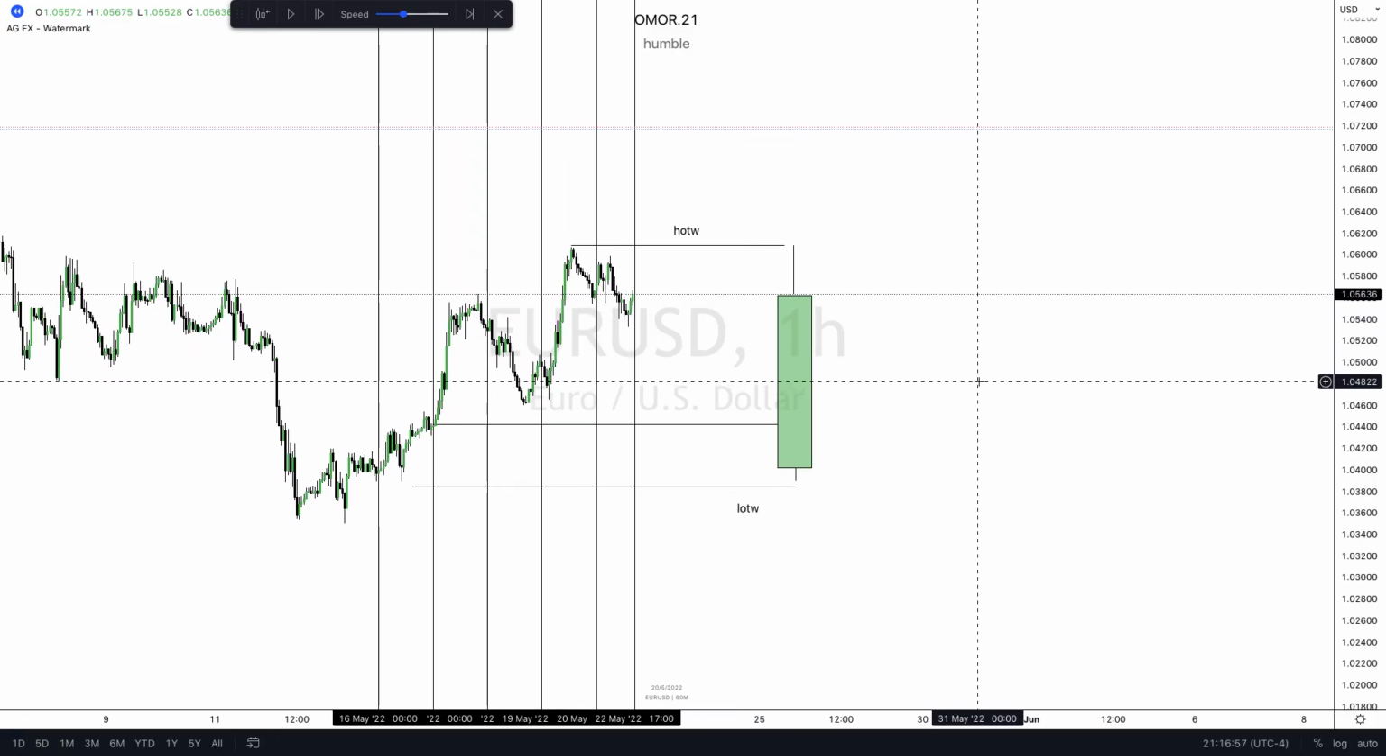Now, where is the high made for a bullish week usually? It is usually made on the Thursday. However, it can be made on the Friday as well. The most likely time it will be made on the Friday is when there is a high impact news event on the Friday.